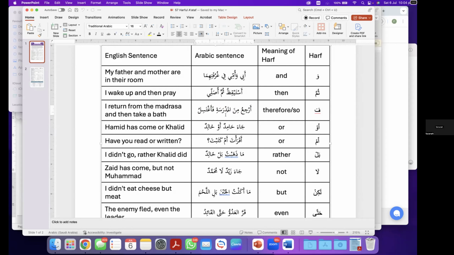Madrasati. There is a spelling error, a typo here. Okay, let's continue. So the main thing is we have seen a harful atf here. And then the next one, aw.